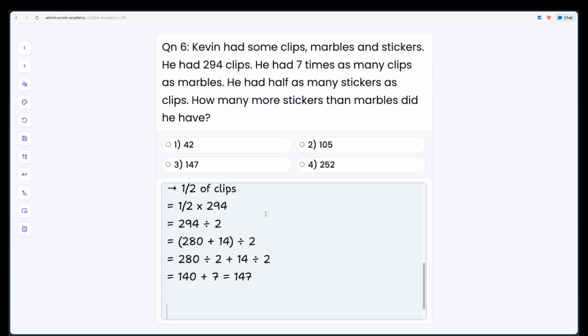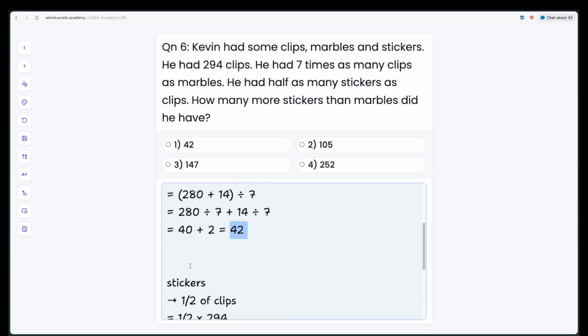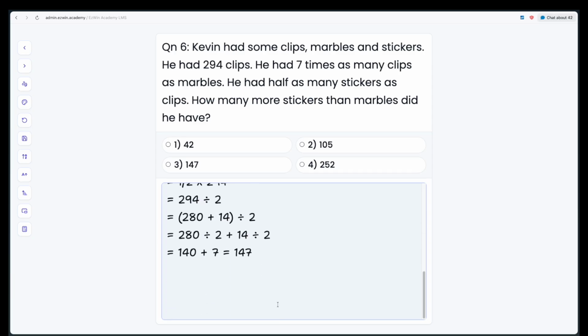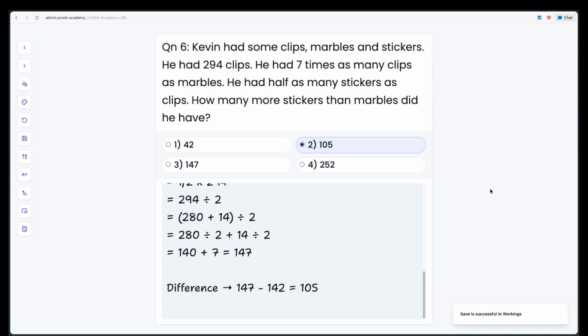So we know that marbles is 42, and stickers is 147. So the difference is 147 minus 42, and this will give us 105. Okay, so that means the answer is option number 2. All right, let's move on to the next question.